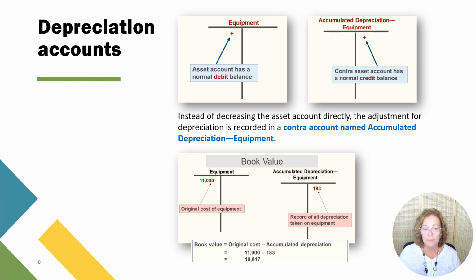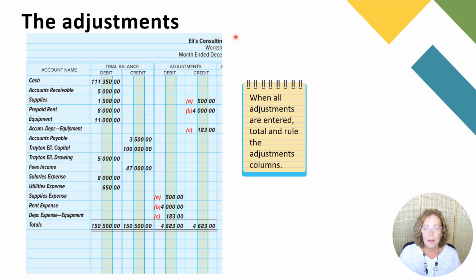of a book value. Let's now enter the depreciation into the adjustment column of our worksheet by debiting the depreciation expense equipment account $183 and crediting the accumulated depreciation account for $183.